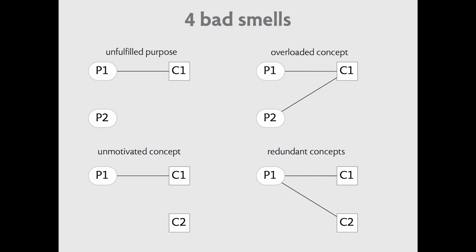And that means there are basically 4 things that can go wrong. You have a purpose that has no concept. Well, that's pretty obvious, right? I call that an unfulfilled purpose. You have a concept that's unmotivated. It's there in the system. It's cluttering up the design, but it has no purpose. You have, in the bottom right, a redundant concept, meaning that you have 2 concepts that are attempting to fulfill the same purpose. And then the most controversial one, in the top right, you have what I call an overloaded concept, which means that you have a concept that's attempting to fulfill 2 different purposes.